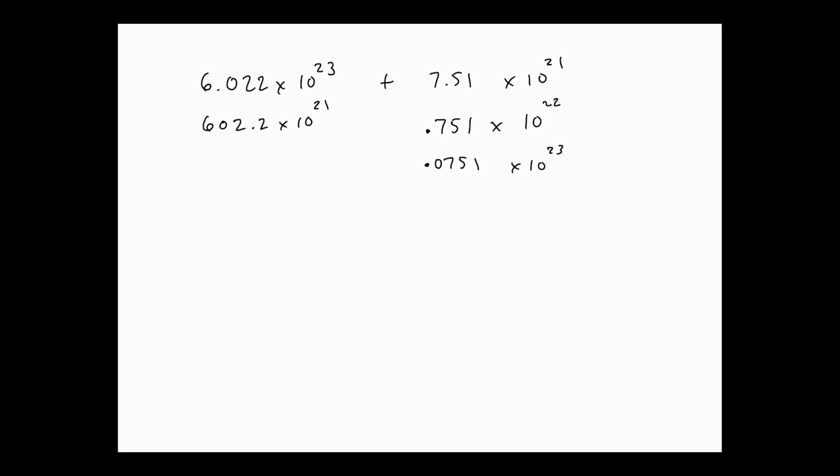Okay, so that means that I want to work with those two, 6.022 and the 0.0751 times 10 to the 23rd. Okay, so is that okay? And to recap, mathematically, there's no reason to pick one over the other, but we're not just doing math here.